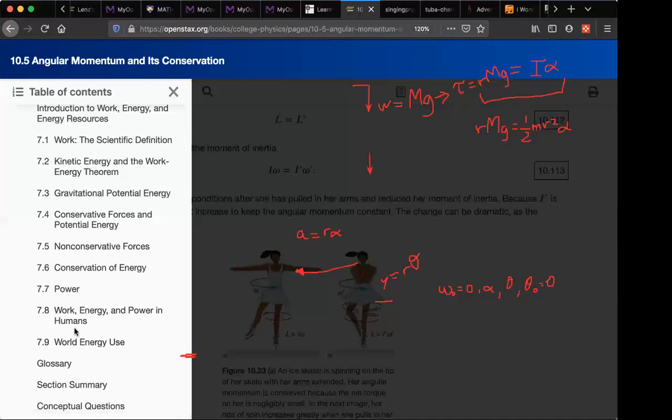Then work, energy, and power in humans, and world energy use, more about how we're using energy in the world. This one's kind of interesting because it talks about conservation of energy and the human energy cycle: eating, exercising, whatever else. This one is mostly about where the energy goes that we create from others. We take one source and we create different kinds of energy out of it.